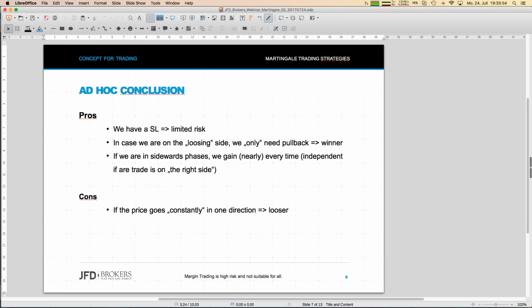But only if that straight movement into one direction is not too straight in that one direction. And what we can think about here is that if we are in those sideways phases, we might even go with long and short trades simultaneously. That will be a very strange concept, but let's see what it means.